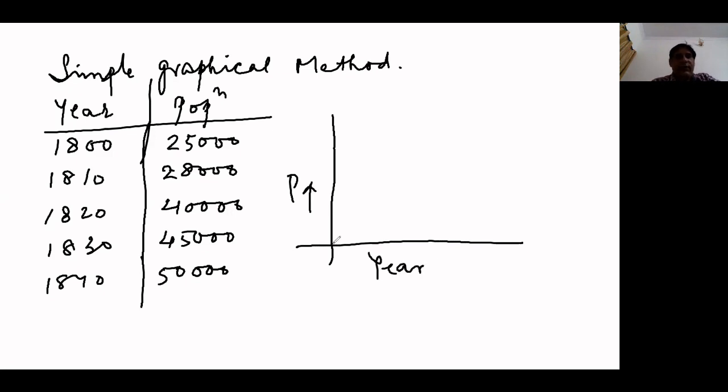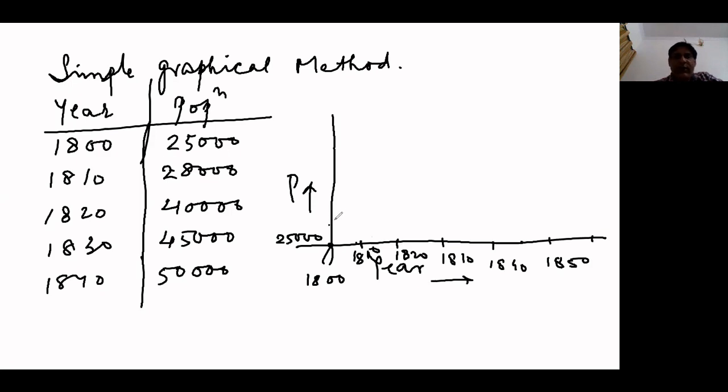Right? We start with, say, this is the value as 25,000. Then say this is the year, obviously this will be 1800. Then you take 1810, 1820, 1830, 1840. Then you take 1850 and so on, right?